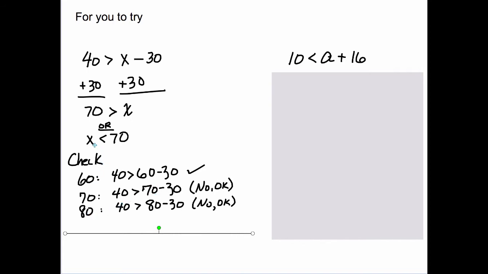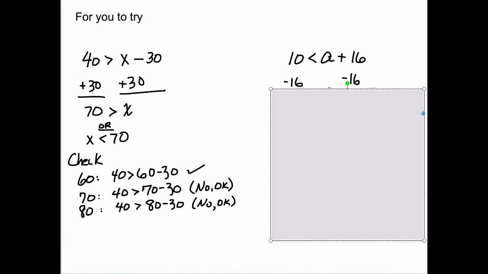And how about 80? 80 should also be incorrect. So we'll check 80. Is 40 greater than 80 minus 30? 40 is greater than 50. Nope, that's not true, but that's okay. So our solution checks. And now let's take a look at the last problem.